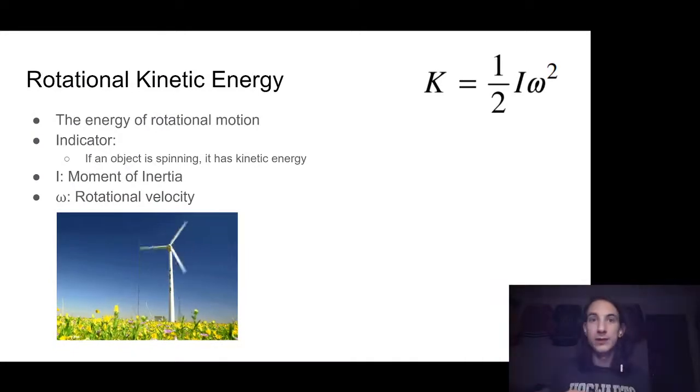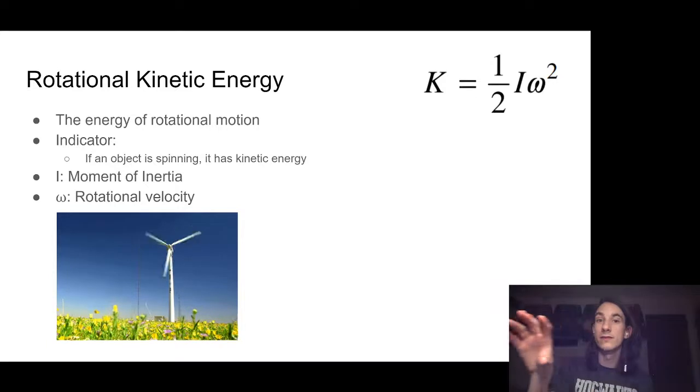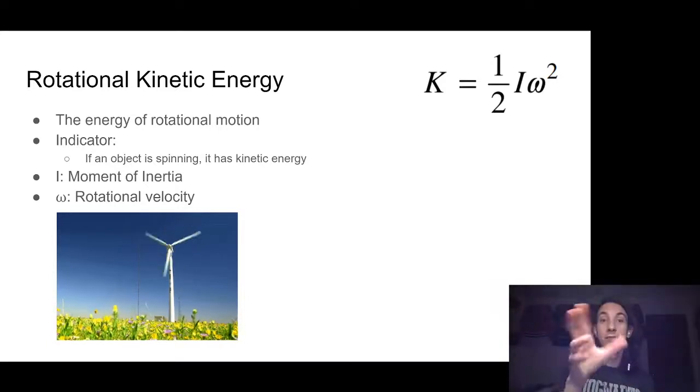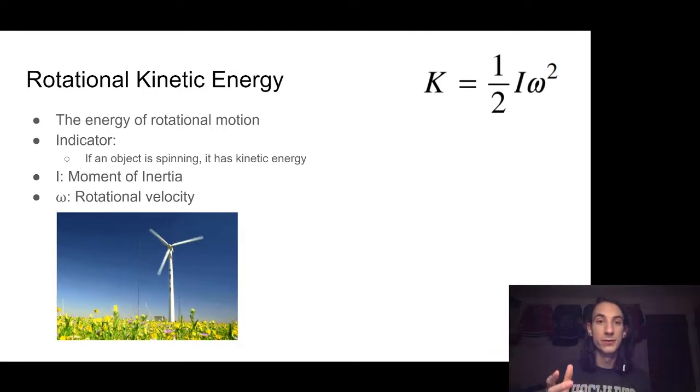Alright, and then the next one, this is kind of our newest form of energy, the one that we talked about most recently, is rotational kinetic energy. It's an energy of motion, so we can think about it when objects are moving, but instead of objects moving or translating, so moving across something, it's going to be objects that are spinning. So this kinetic energy is the energy of rotational motion. If an object is spinning, it has this kinetic energy. So a little way to identify it is if our object is spinning, it has this rotational kinetic energy.